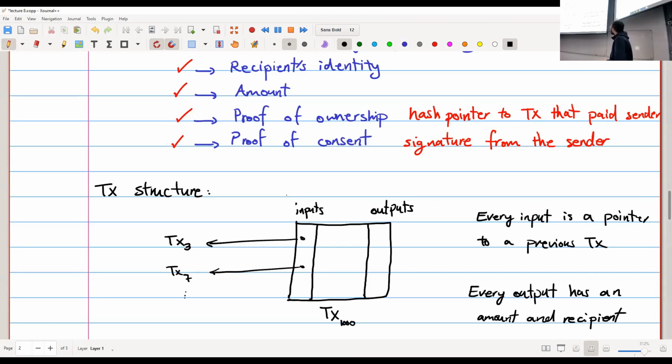Okay, but every input shouldn't be just a pointer to a previous transaction. It should be a pointer to a previous transaction's output. Because maybe the previous transaction, maybe transaction number 7 was paying 1,000 different people, and I'm saying I'm person number 4 in transaction 3, and I've been paid this much in that transaction. I'm now using those coins here. So every input is a pointer to a previous transaction's output. So maybe I say transaction 3, output number 7. Transaction 7, output number 9.